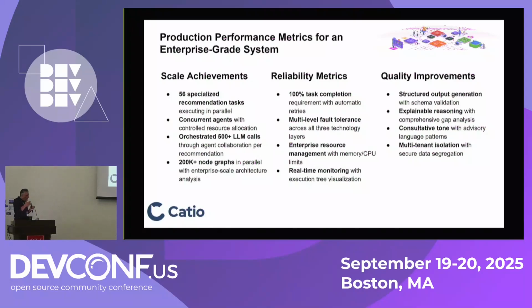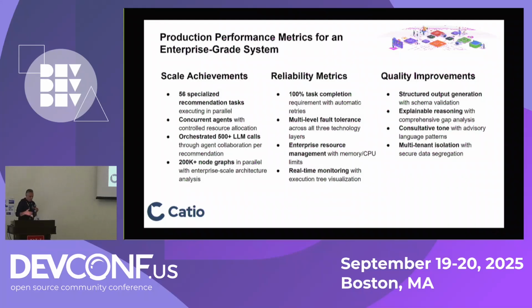Okay, so what has this system given us? Some production performance metrics, because again, I know I keep insisting on being enterprise grade. If it's anything less, we found that our customers will just not trust it that well. We've got 56 specialized recommendation tasks running, executed in parallel. We've got all these agents that I mentioned, all running inside their own controlled resources, their own token budget, their own time budget, their own cost budget, and of course resources like memory and CPU cores and so on.